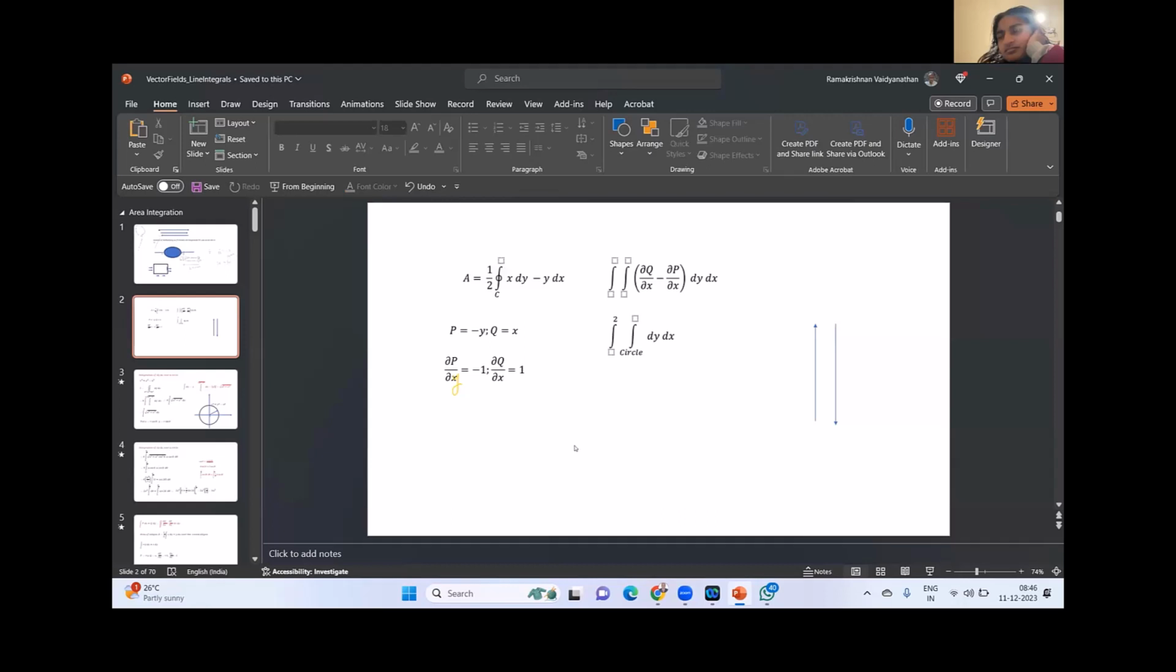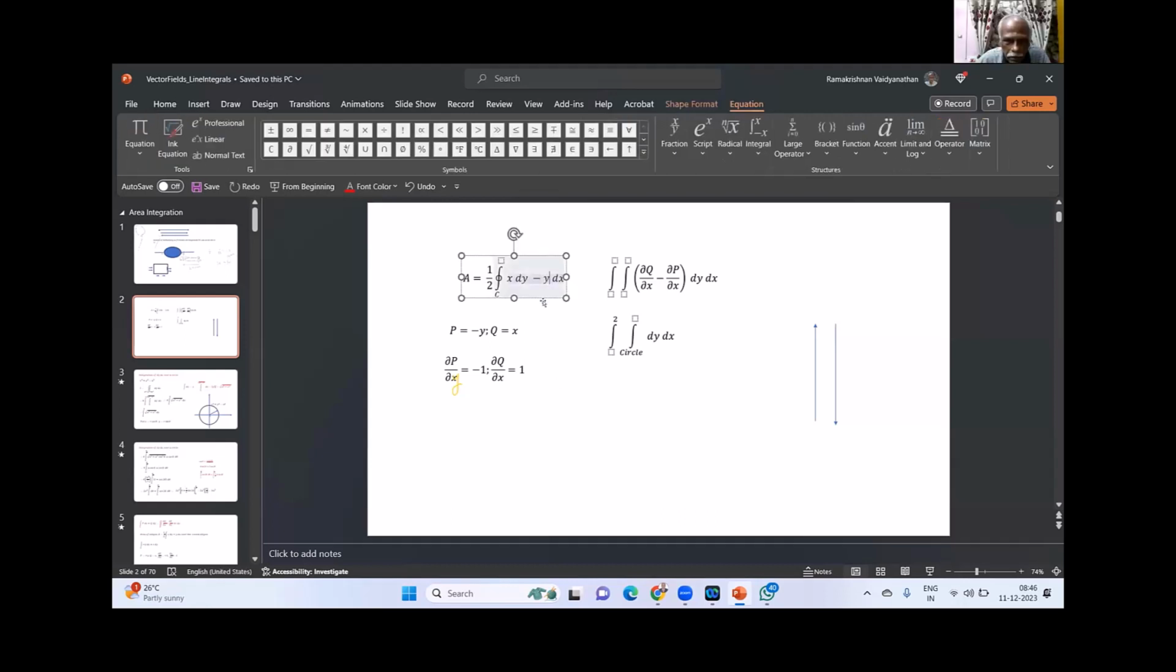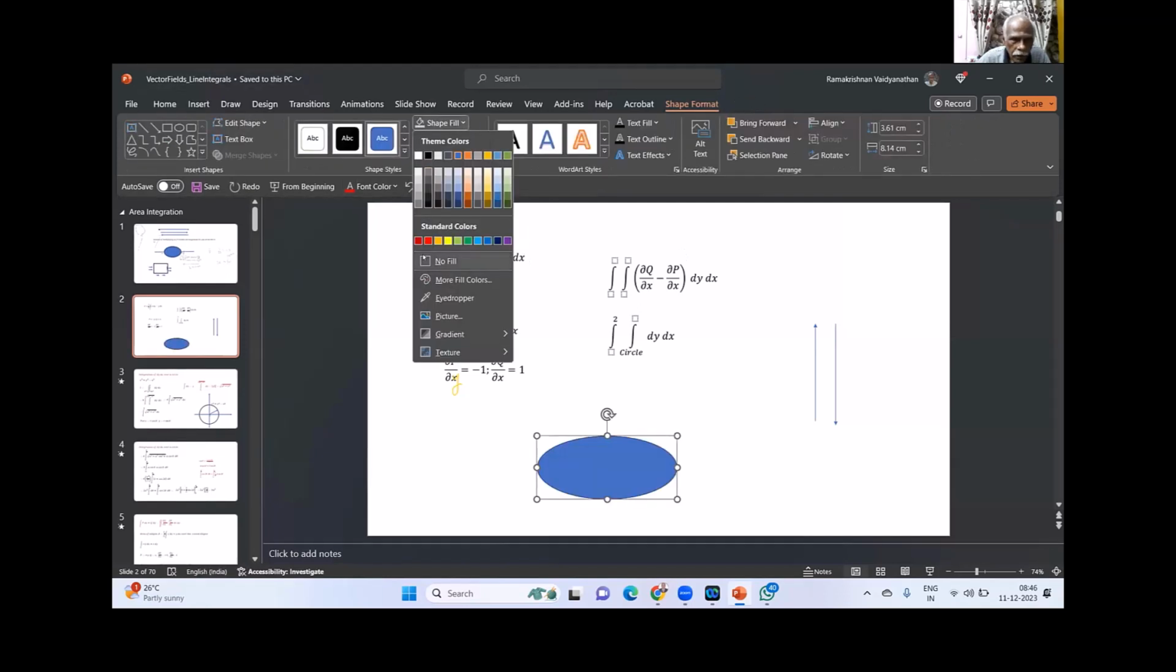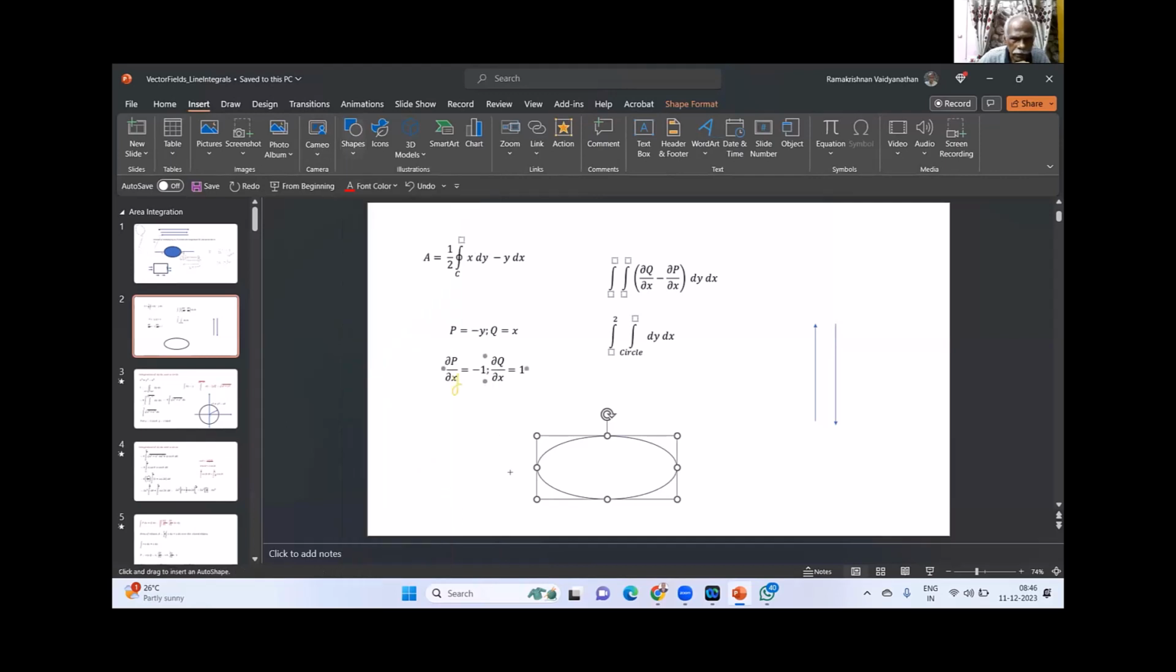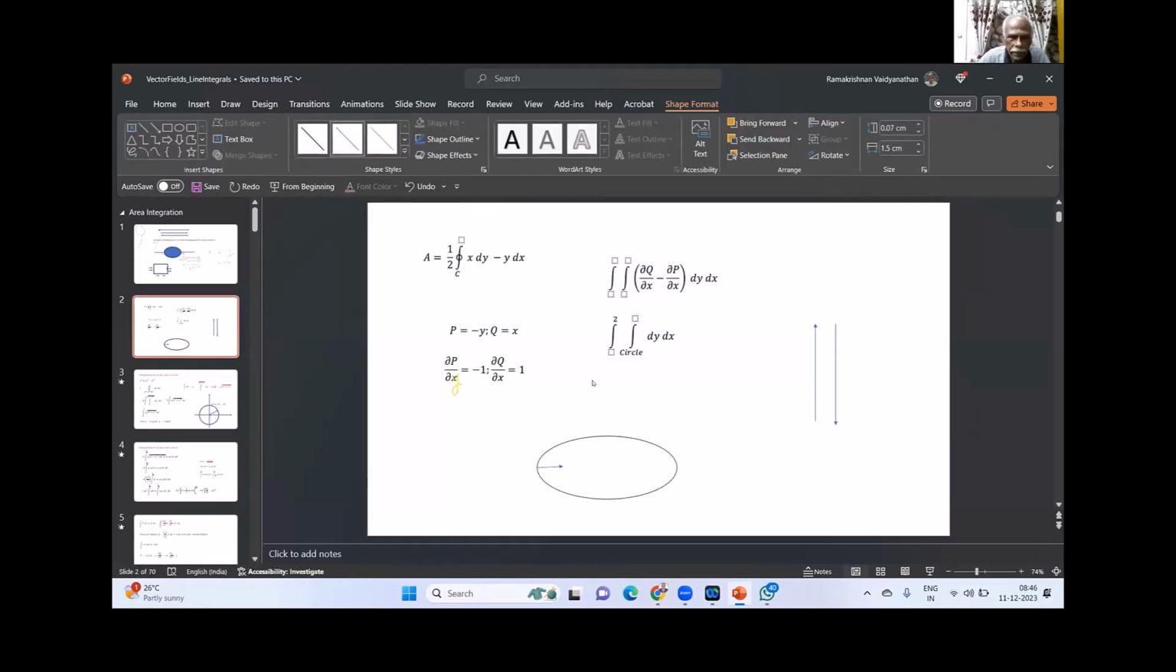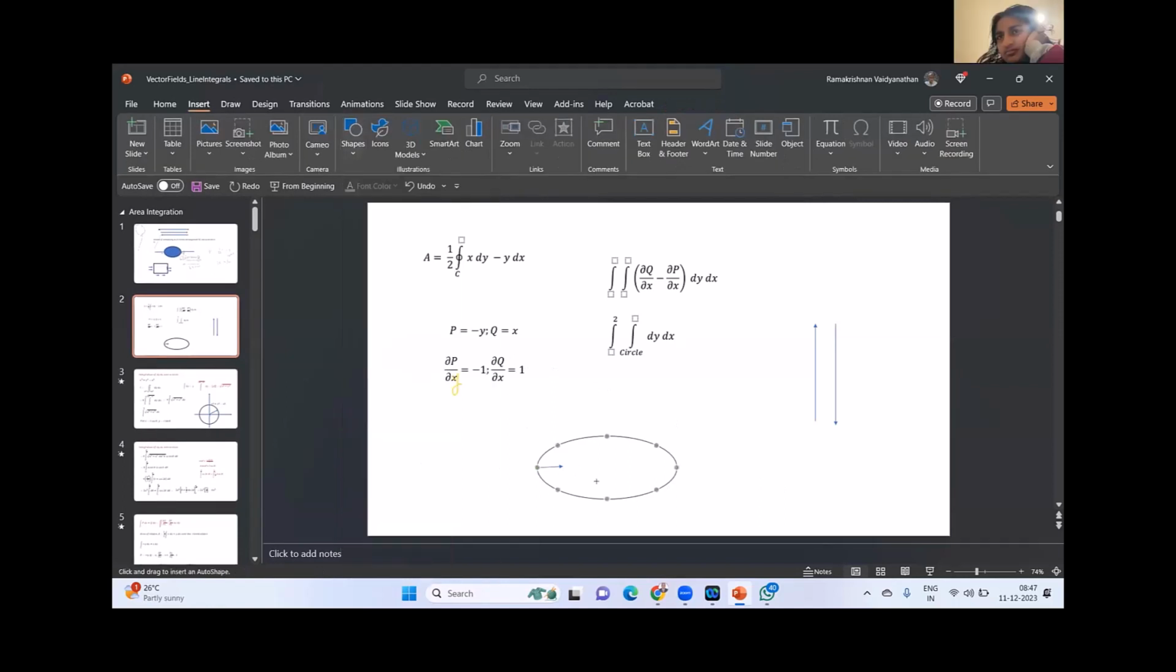Clear? This is the starting point for you to solve any problems, to find out the area. Any closed curve, if you go from left to right and bottom to top, please note: left to right and bottom to top. Any of these things, if you go from left to right or bottom to top, you will get the same answer, because we have put the signature like that.